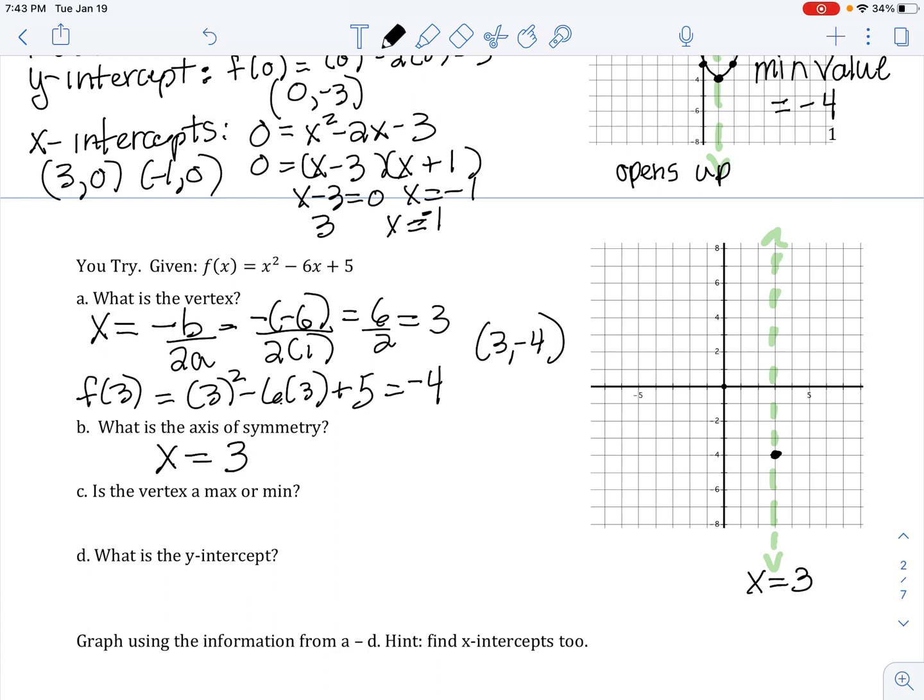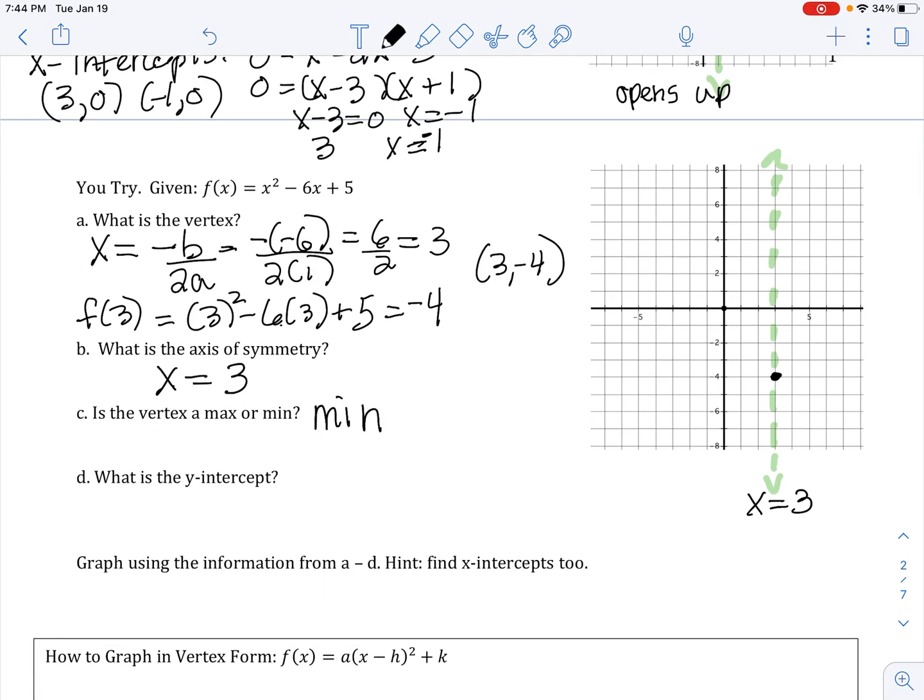Is the vertex a max or min? So again, you're going to look at the value of a. That's going to tell you whether the graph opens up or down. And that's going to tell you whether that vertex is a low point or a high point on the parabola. So go ahead and put that answer in Edpuzzle. Okay, that is a min because a is positive, and so my parabola is opening up.